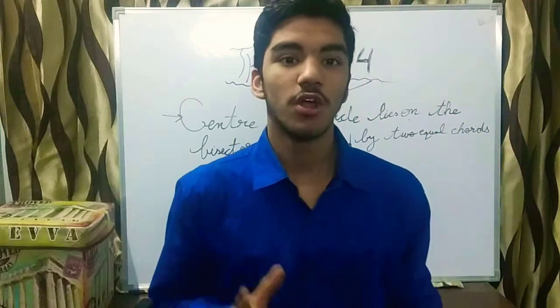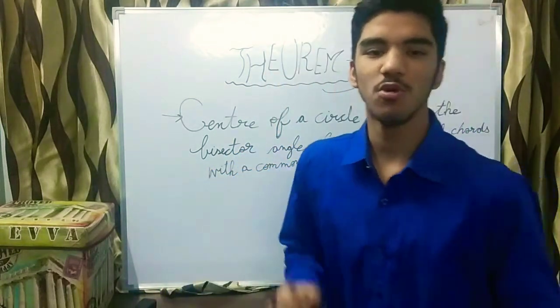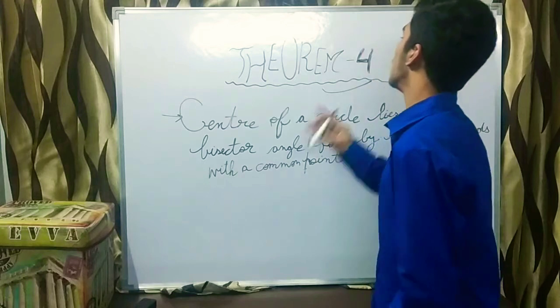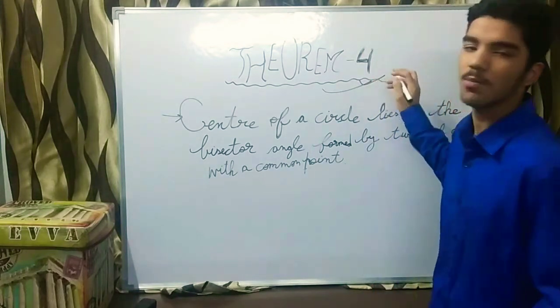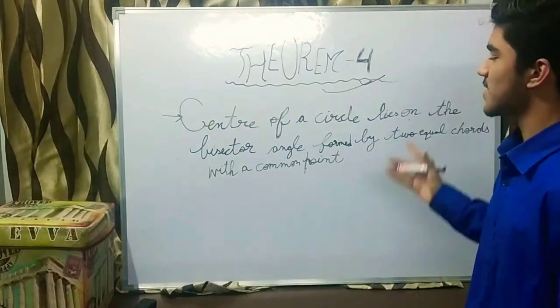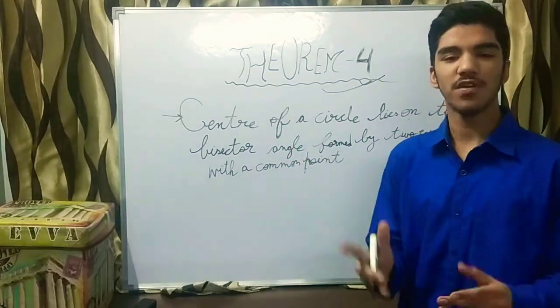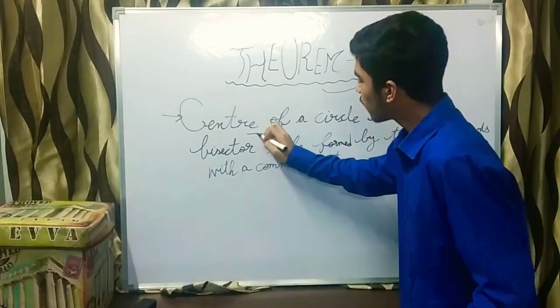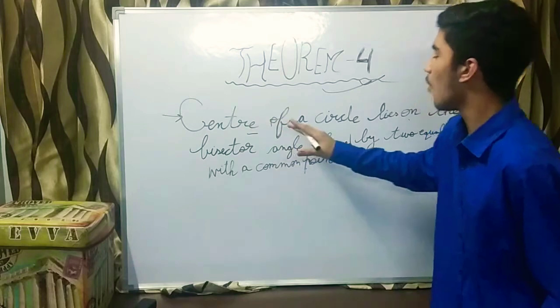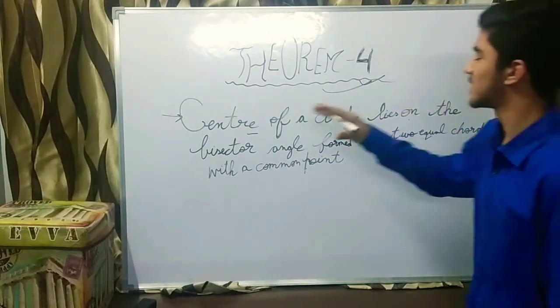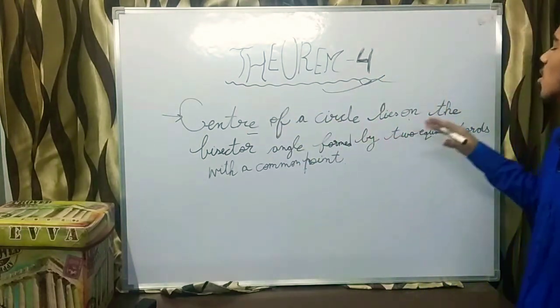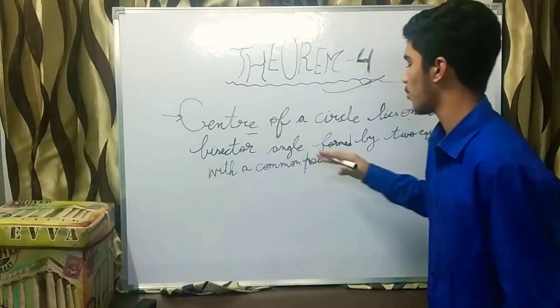Welcome to my session. Today I am going to explain a very important theorem, which is our fourth theorem of circles. Let us understand what the fourth theorem is and then we will prove it. The fourth theorem says that the center of a circle lies on the bisector of the angle formed by two equal chords with a common point.